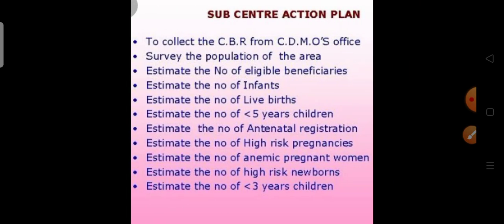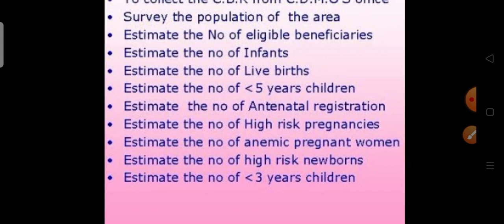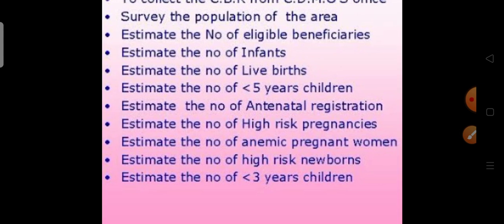This is like a subcenter action plan to collect the community based rehabilitation form, with the CDMO, medical officers and all. The medical officer's office surveys the population of the area, and estimates the number of eligible beneficiaries, infants, labours, under 5 children, antenatal registrations, high risk pregnancies, anemic pregnant women, high risk newborns, and children below 3 years.